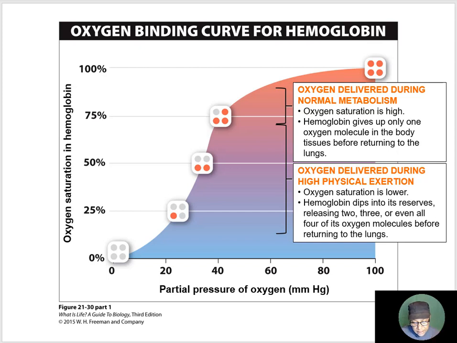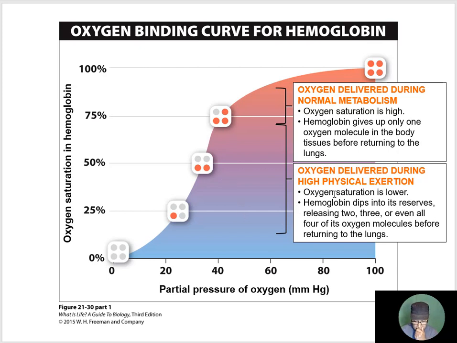there's this binding curve for hemoglobin. So here we have the oxygen saturation for hemoglobin. Here we have the partial pressure of oxygen. Now, oxygen is delivered during normal metabolism. So the oxygen saturation is high. The hemoglobin gives up only one oxygen molecule in the body tissues before returning to the lungs. Okay? That's right here. See our 4 spaces? The hemoglobin spaces for oxygen, right?